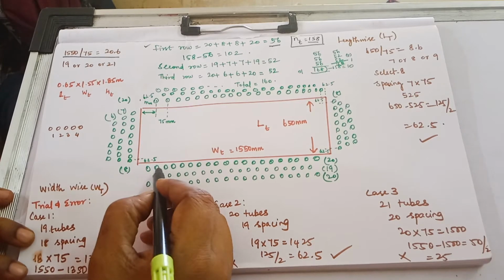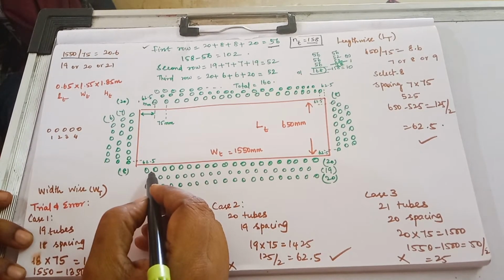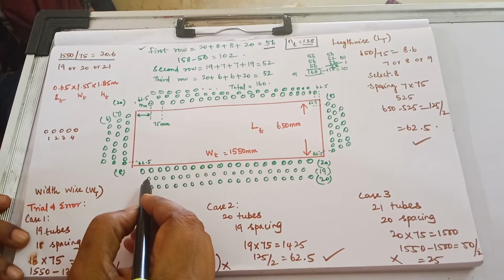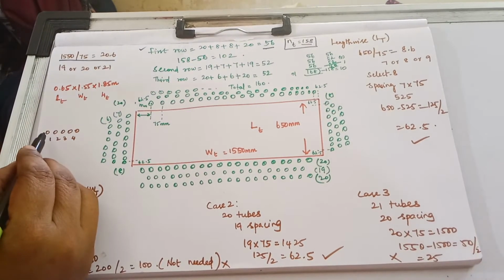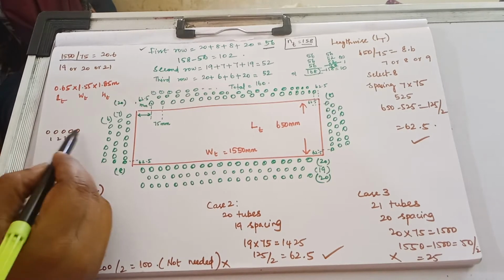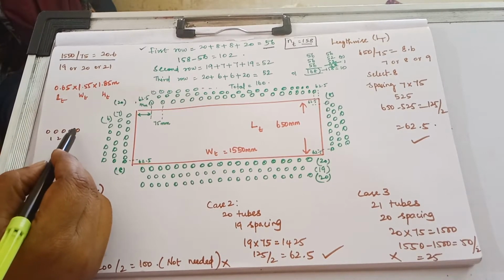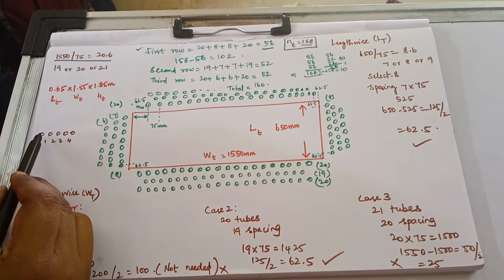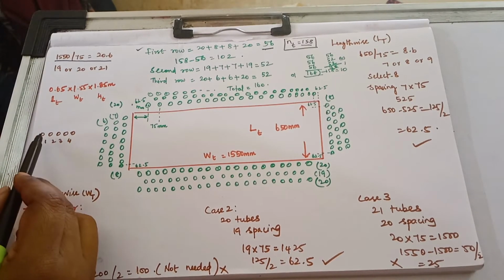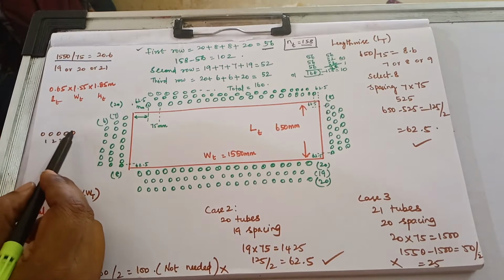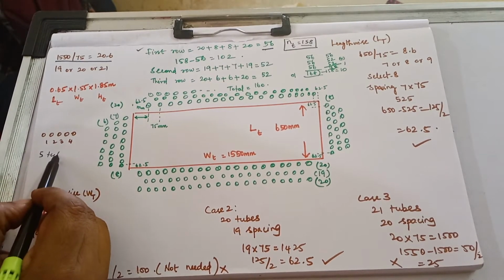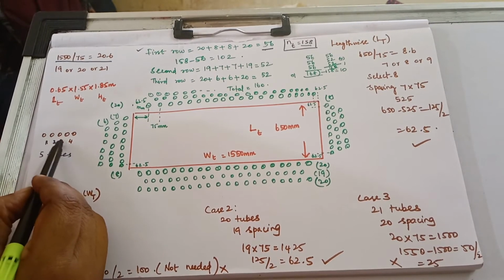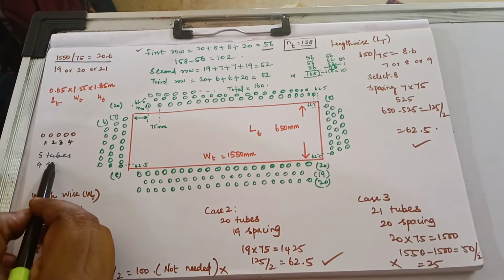For 19 tubes, I need the spacing between the tubes. See this example: how many tubes are here? 1, 2, 3, 4, 5. Five tubes. How many spacings are here? 1, 2, 3, 4. So 4 spacings.